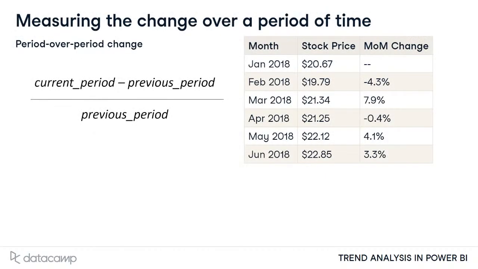Here's an example of the month-over-month change for the price of a stock. We can see a general increase in stock price even though February is a decrease. January 2018 doesn't have a percentage change in this table because it is the first instance.